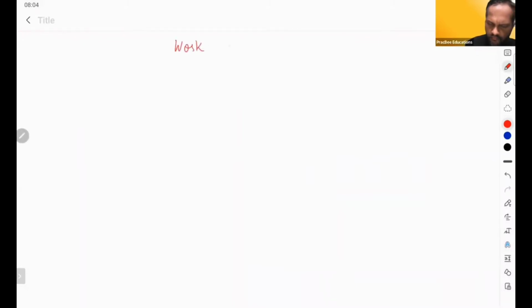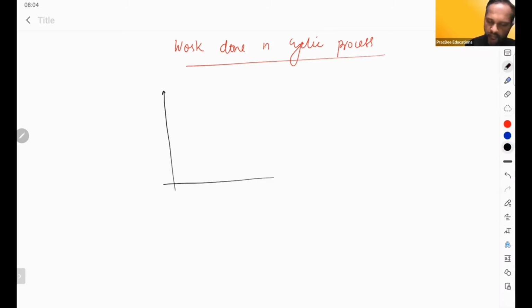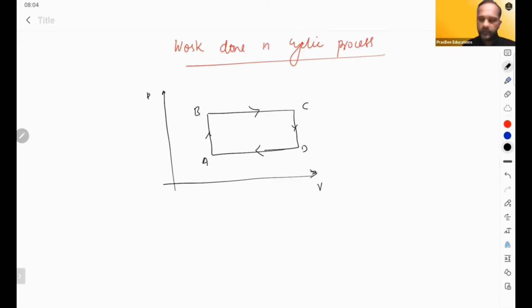So we started discussing work done in cyclic process. So you have realized that if we have a cyclic process, let's say a simple one, it starts from A and it ends at A. This is pressure, this is volume. So basically cyclic process क्या होता है? Initial and final state is same.